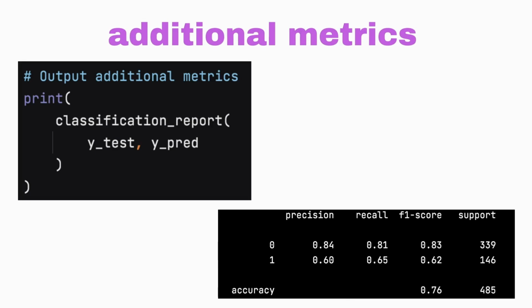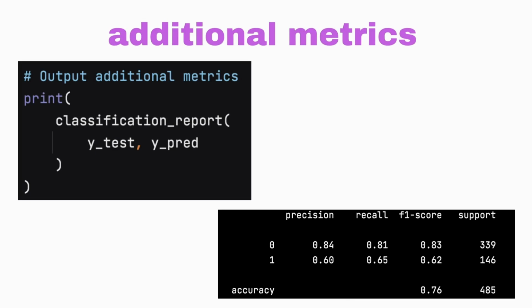For the not attend, there's a precision of 0.84, which means when the model predicted not attend, 84% of the time its predictions were correct. Recall is a measure of how sensitive the model is to the class. So for example, for not attend, it has 0.81, which means the model was able to predict 81% of the not attend values in the test data set.